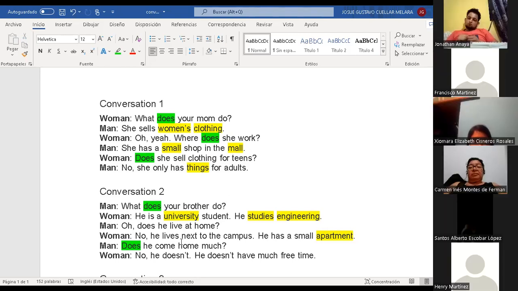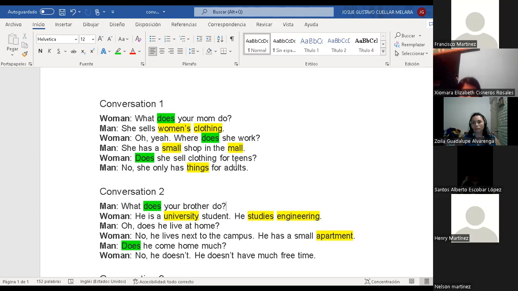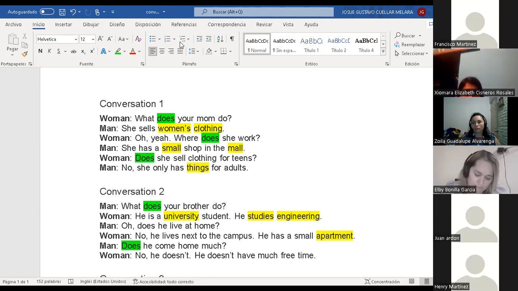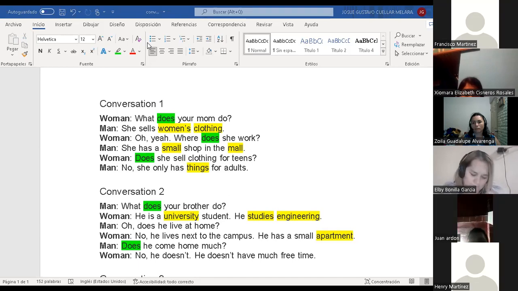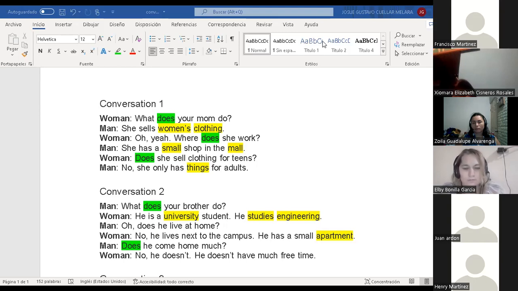Okay, Carmencita, number two. Okay, yo inicio, compañera. Okay, go ahead. What does your brother do? He is a university student. He studies engineering. Oh, does he live at home? No, he lives next to the campus. He has a small apartment. Does he come home much? No, he doesn't. He doesn't have much free time. Okay, very nice. Thank you. Thank you, Carmencita, and thank you, Santos.